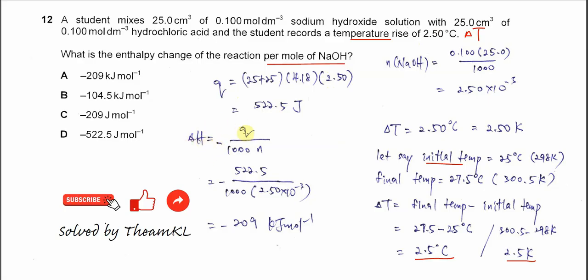After that, you need to calculate the enthalpy. Delta H equals negative Q over 1000 n. 1000 is to convert joules to kilojoules. The n is the moles of sodium hydroxide, so we need to calculate that: 0.1 times 25 over 1000, so it's MV over 1000. The moles of sodium hydroxide is 2.5 times 10 to the power of negative 3. Substitute this into n here, and eventually you get negative 209 kJ per mole, which is A. Okay, that's all. Thank you.